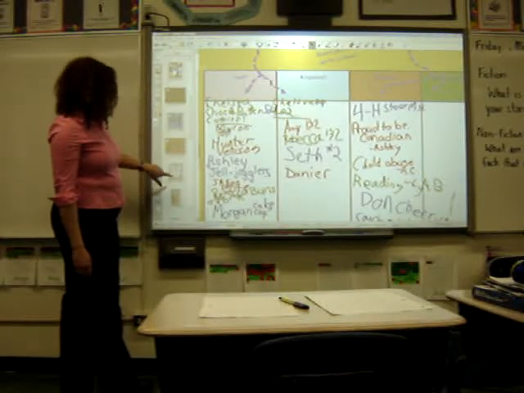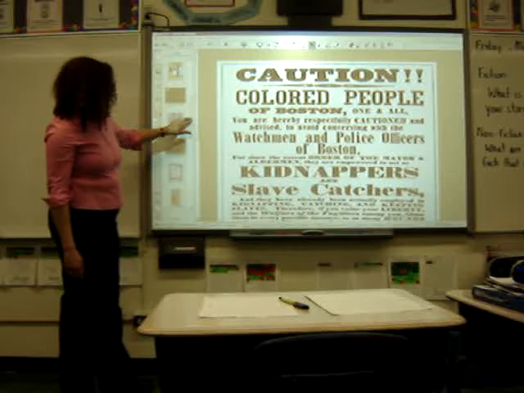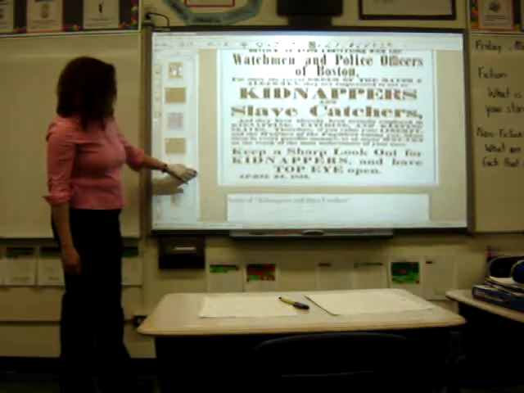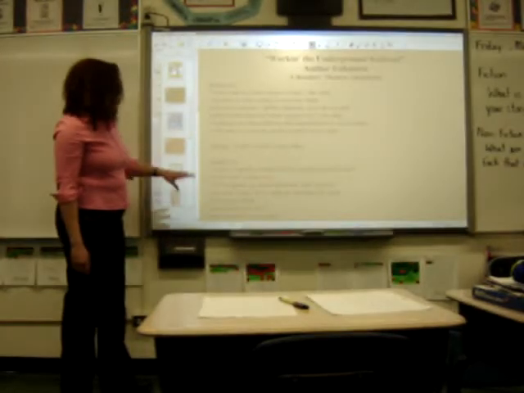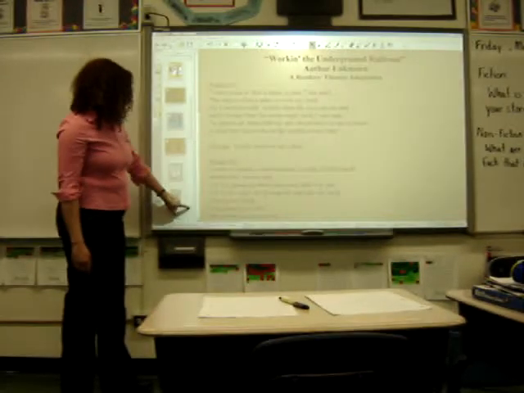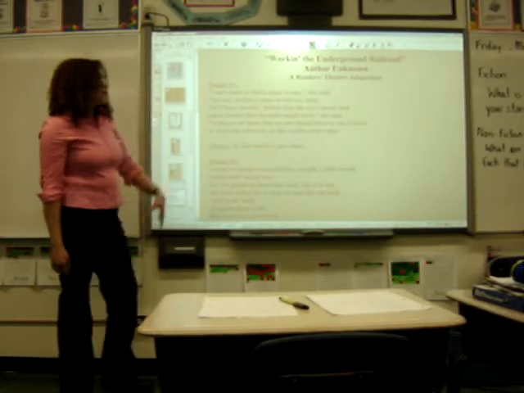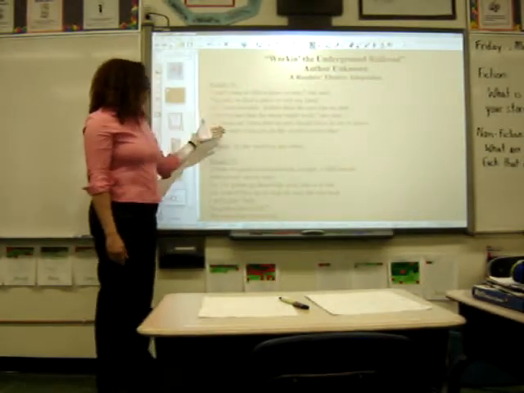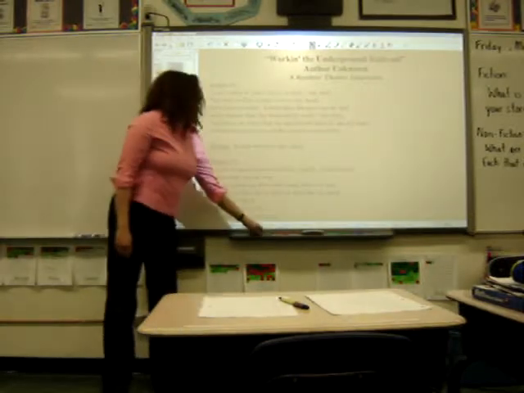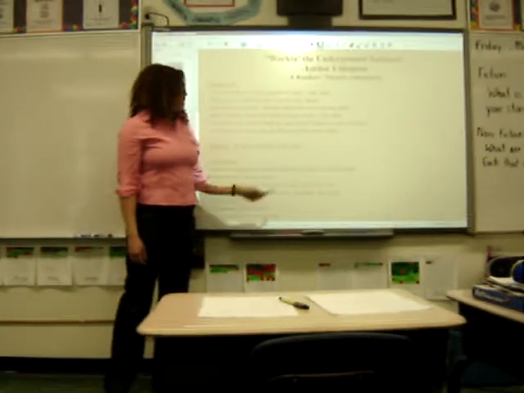Another way we've used it, I found a poster off the internet for a cool topic, and then we discussed it and talked about the Fugitive Slave Act. We did a play together, a readers theater, and so I printed it up here really big. They could have their own copy in their hand, but this way we could all follow along together. I could even be pointing to the words as we go.